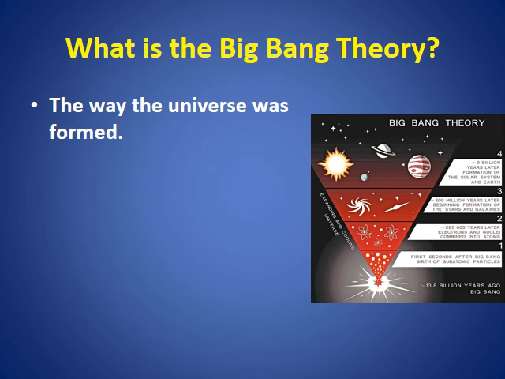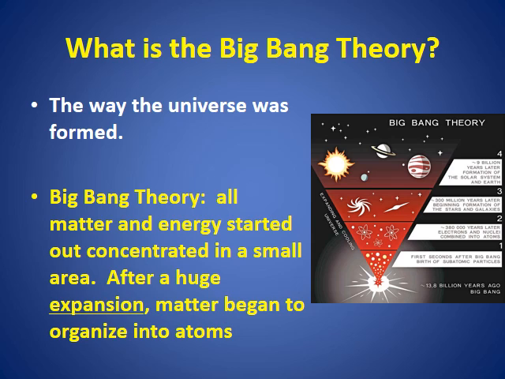So when we talk about the Big Bang Theory, we're talking about the way the universe was formed. According to the theory, all matter and energy started out of a concentrated, very small area, and a huge expansion happened. It's important to realize that a lot of people think that the Big Bang was an explosion, but it's not an explosion, it's an expansion. And then from there, matter began to organize into atoms. So let's talk about how this occurred.